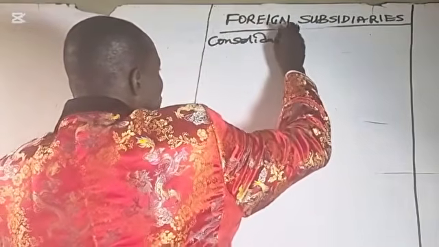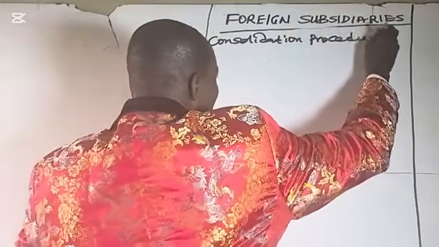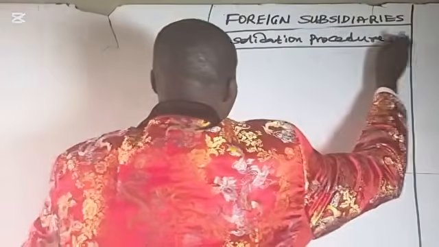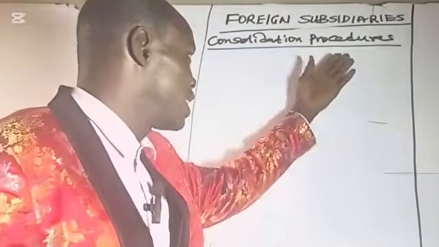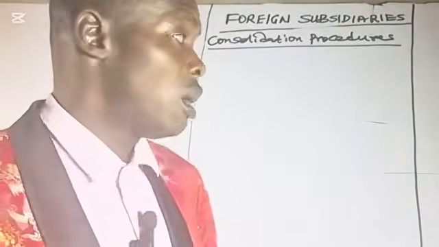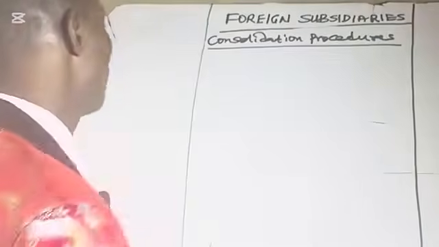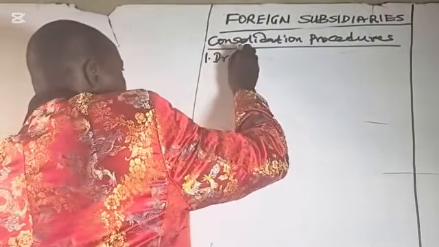Consolidation procedures. At least we mean the procedures for preparing the consolidated financial statements of a foreign subsidiary, or the steps to follow. The first procedure or the first step is to draw the group structure.